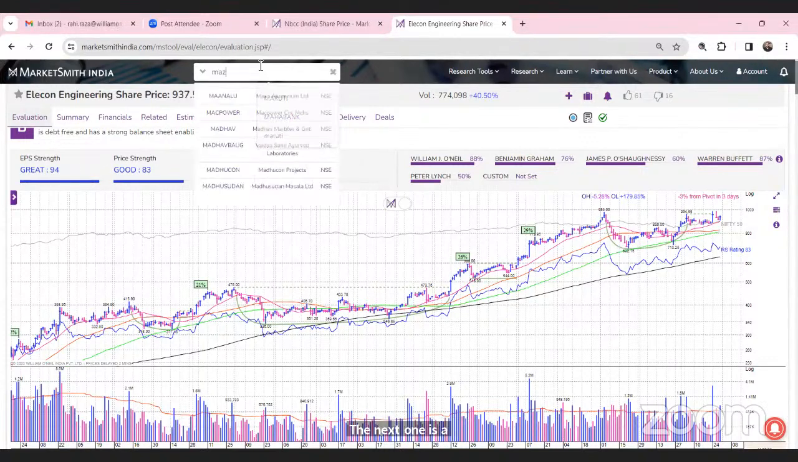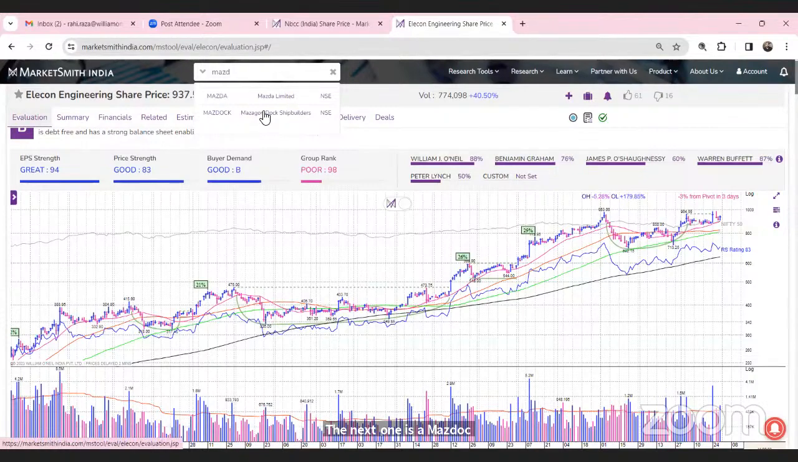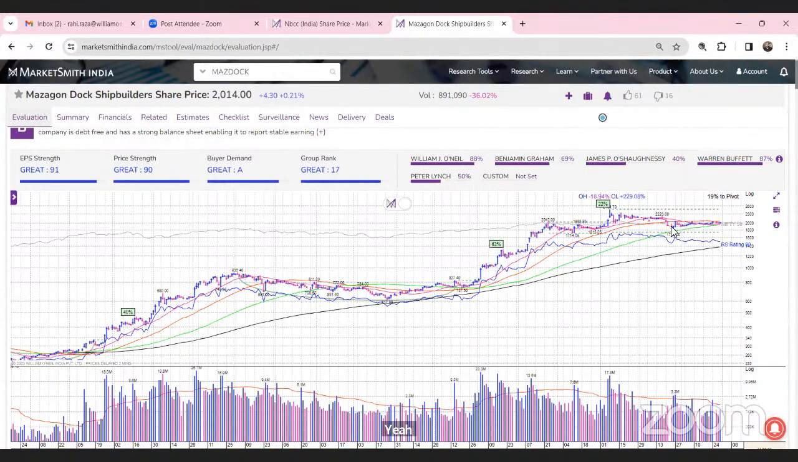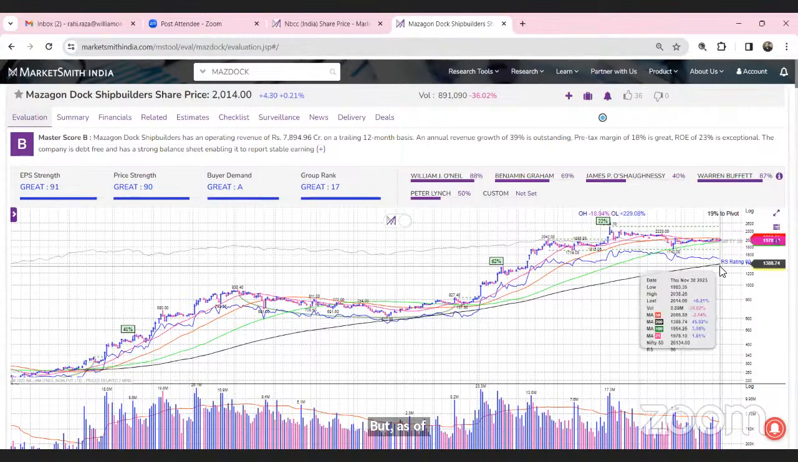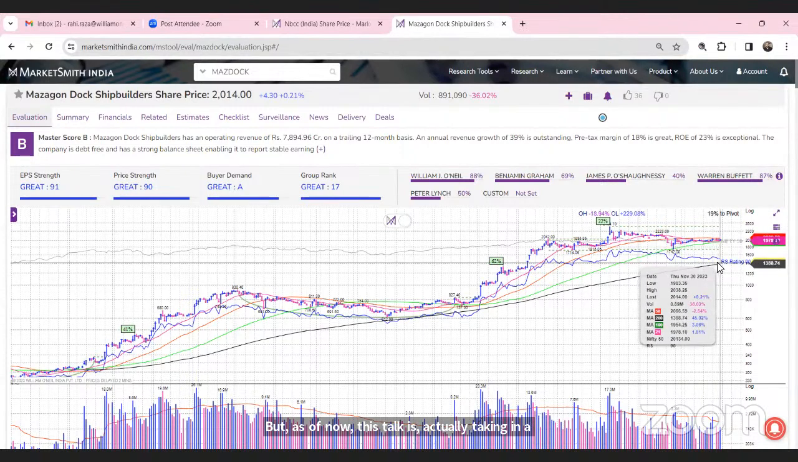Yeah, so I think MarketSmith added Mazagon 2 or 3 months back, and if I'm not wrong, they have generated maybe around 102% gain in this. But as of now, the stock is actually trading sideways, and it is not looking that great.